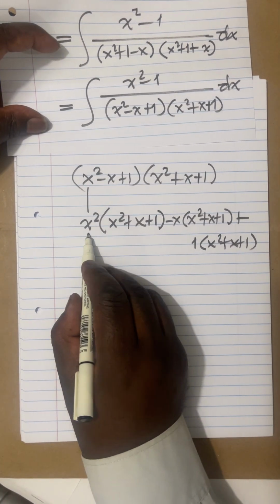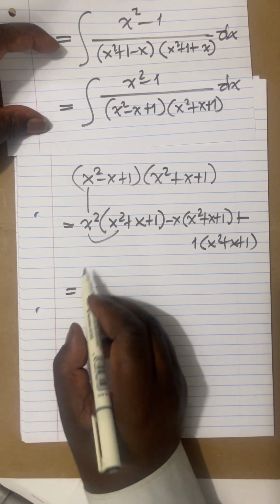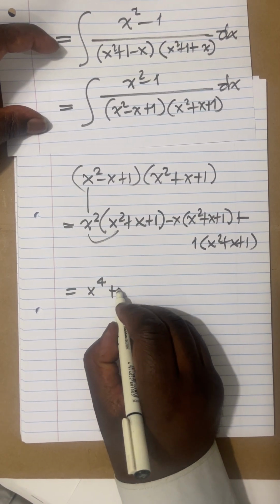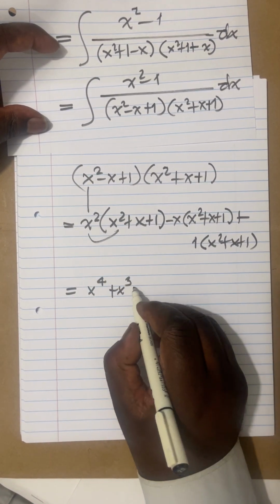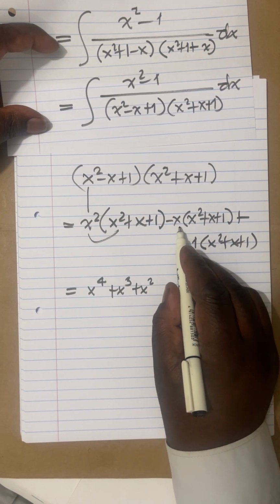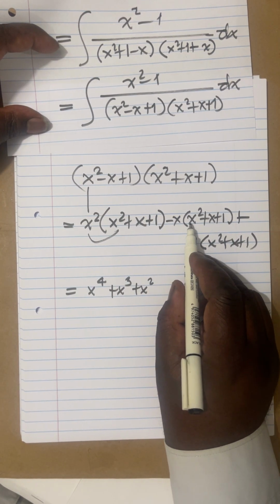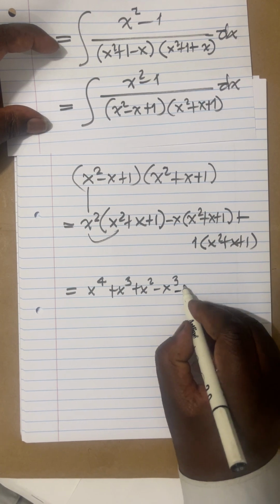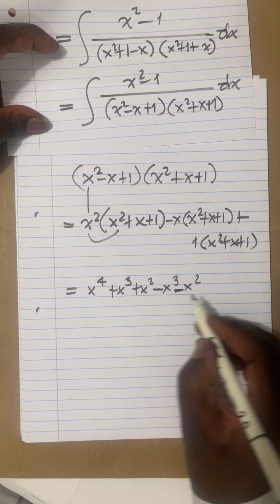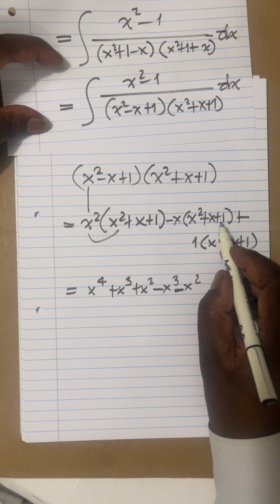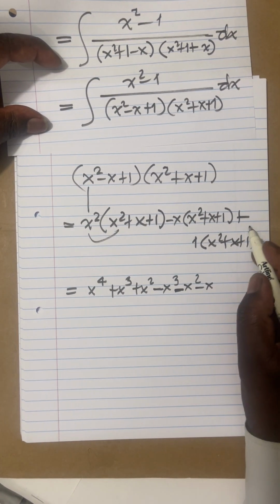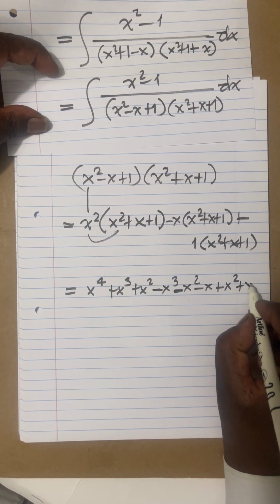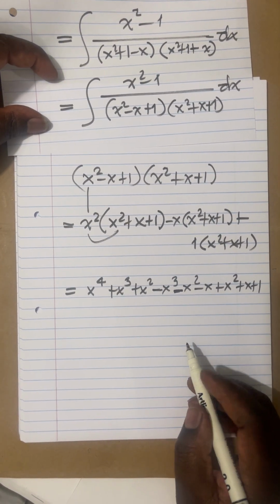Now let's expand this times that. What do we get? x squared times x squared is x power 4. x squared times x is x cubed. x squared times 1 is x squared. And then minus x times x squared is minus x cubed. Minus x times positive x is minus x squared. Minus x times positive 1 is minus x. And now 1 times the whole of that expression is just going to be x squared plus x plus 1.